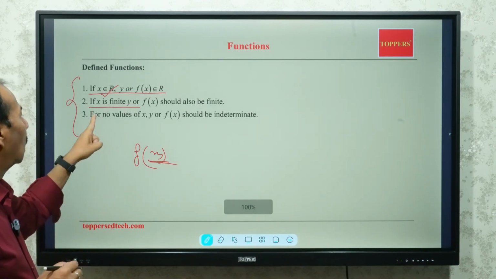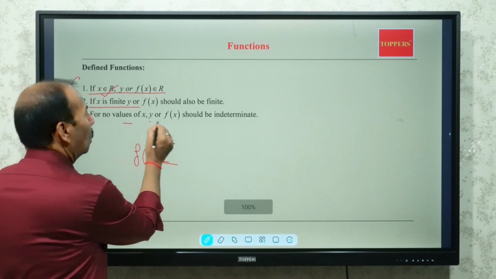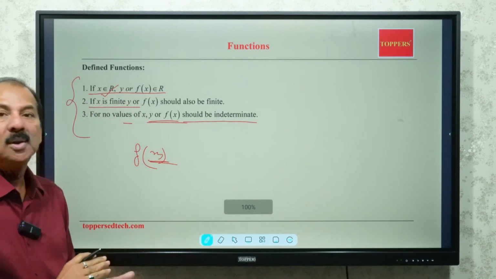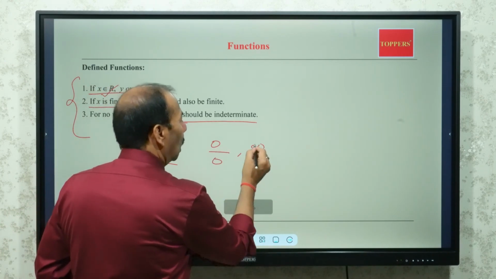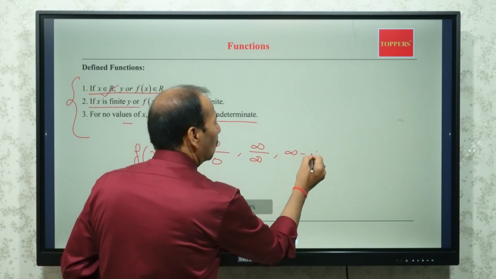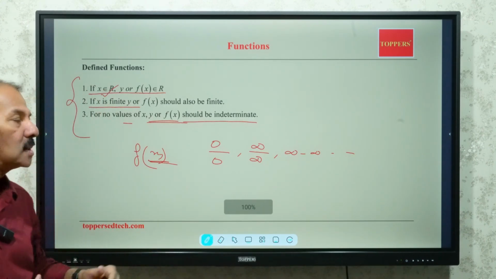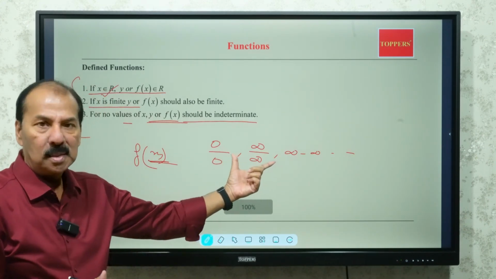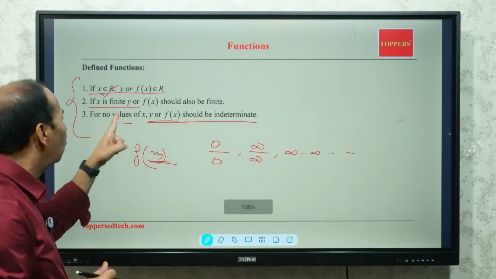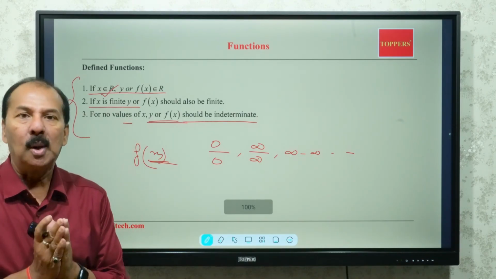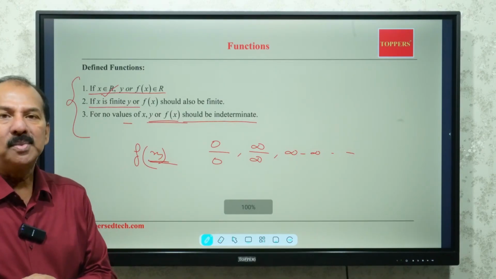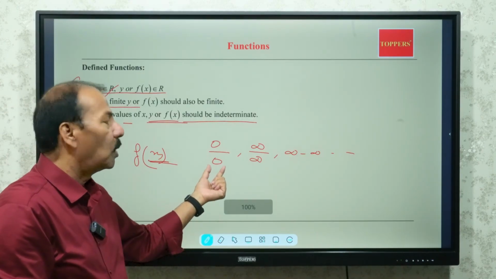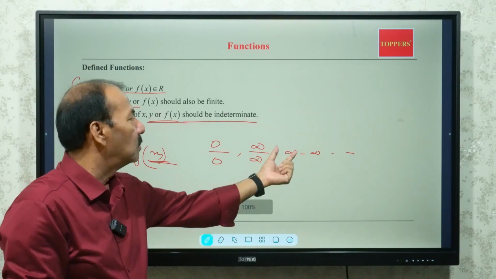The third condition is that for no values of x, y or f of x should be indeterminate. It should not come in the form of 0 by 0, infinity by infinity, infinity minus infinity, and so on. There are 7 forms of indeterminate function that we will just see. So we should not take any value of x for which y or f of x becomes indeterminate, or takes the form of 0 by 0, infinity by infinity.